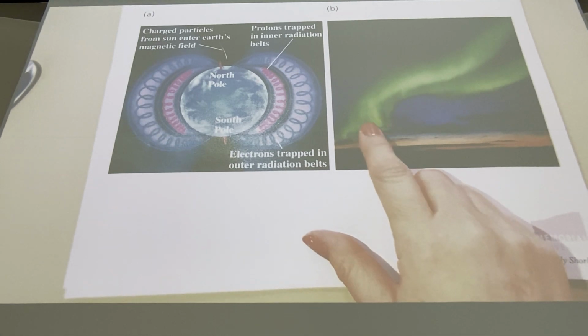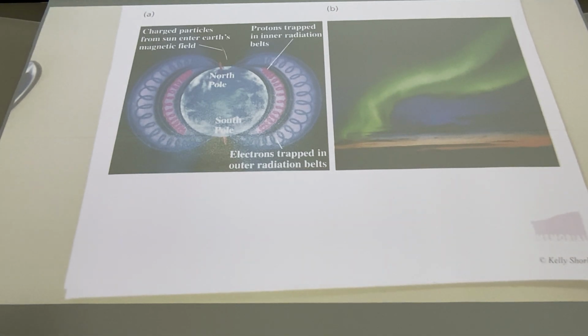Near the poles, that's where the magnetic field lines are the densest. It's where the field is the strongest. That's why you get these pronounced northern lights at the North and South Pole.